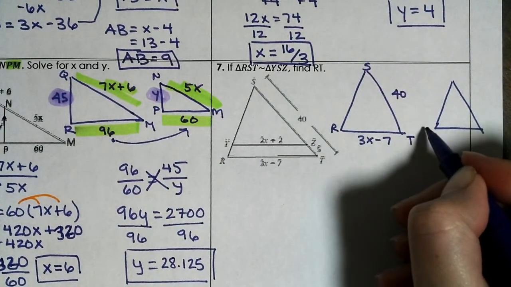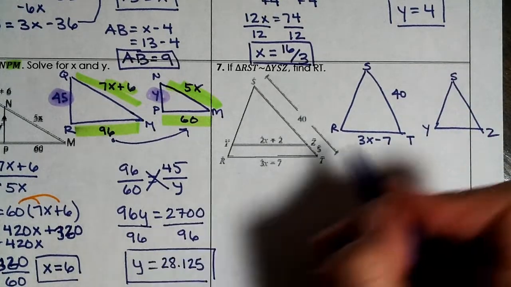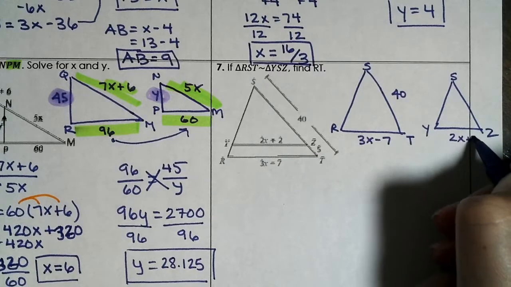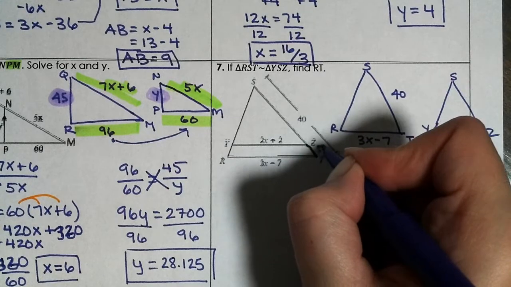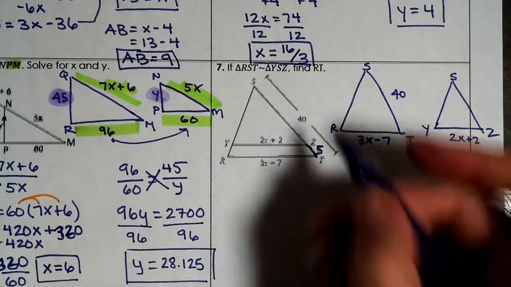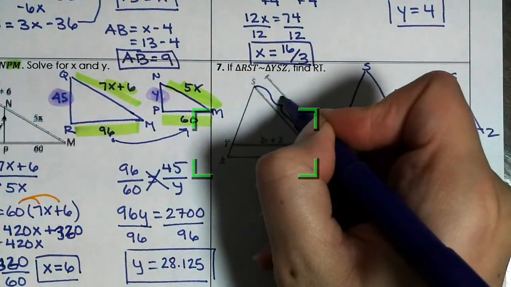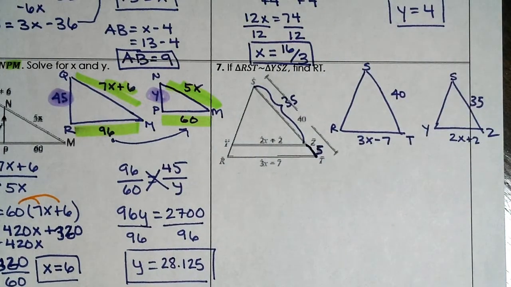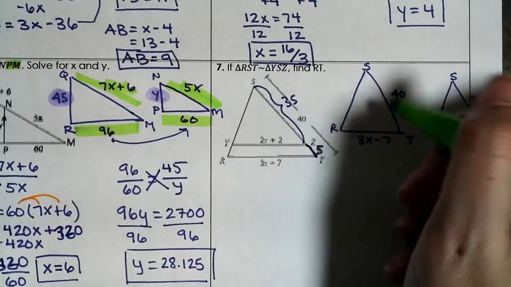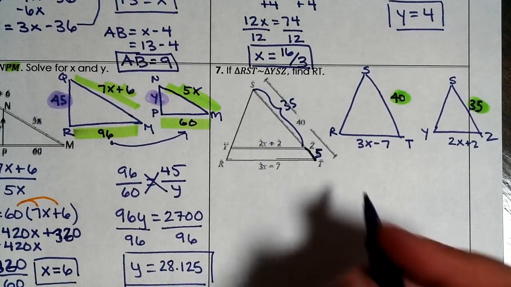For my small triangle, I have y, s, z. I know that the bottom is 2x plus 2. And then I look here, and it looks like this right here is worth 5. If this whole thing is worth 40, then I know that this piece right here, which is really the piece that I want, is 35. So to find RT, first I have to find x. So I know that ST is going to match up with SZ.